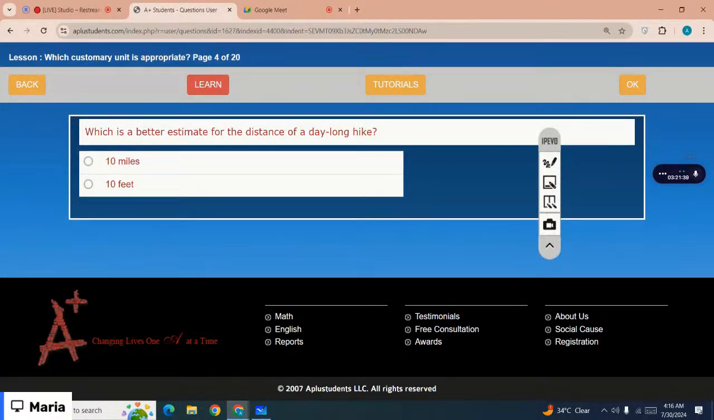Yes, that is 10 miles. The correct option is 10 miles.